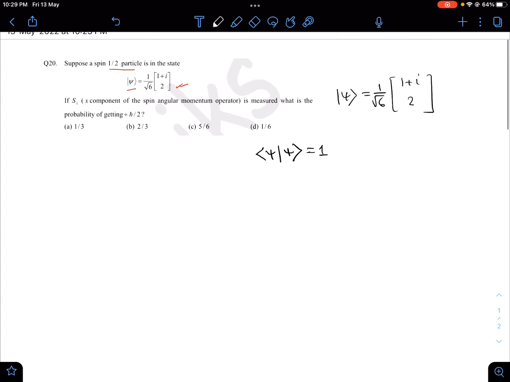So let us check. So psi dagger is 1 over root 6 times (1, minus i, 2). So psi dagger psi will give us 1 over 6, and if we do the matrix multiplication we will get 1 minus i square plus 4. So this is 1. So this is perfectly fine. The given state is normalized, so we don't have to do any more normalization.